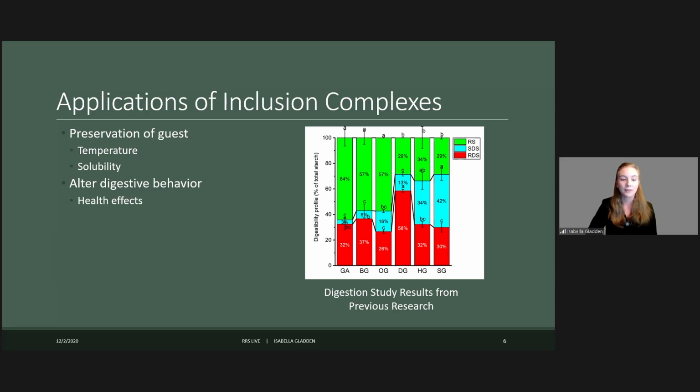Instead of consuming starch normally and the body being able to really quickly digest the starch into glucose and have an increase in the blood sugar, starch inclusion complexes take a longer time to digest, which means that there is a more steady increase in the blood sugar. Additionally, starch inclusion complexes can be used as a delivery system since they are able to withstand digestion up until the small intestine. So certain guests can be enclosed and delivered to a certain part of the digestive tract.